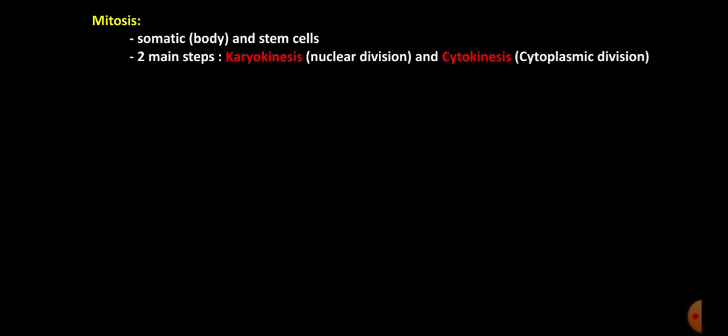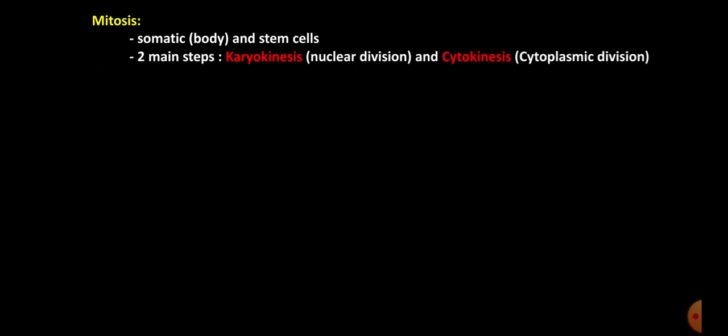Now we'll start with the first type of cell division, that is mitosis. Now mitosis, as I told you, takes place in all the somatic cells as well as in the stem cells. It is completed in two steps. The first one is karyokinesis and the second one is cytokinesis. Now students, if you remember in the previous lecture, I had told you that biology is very, very easy because you have to understand the meaning of the terms.